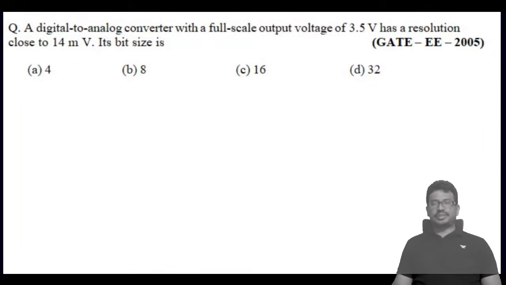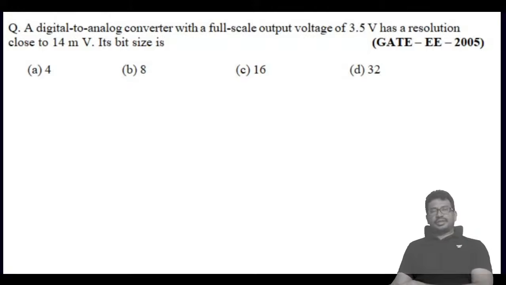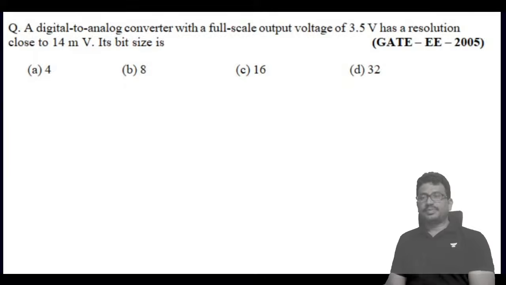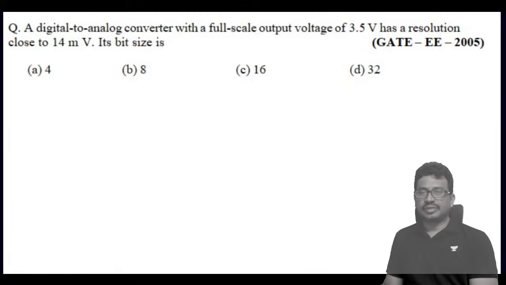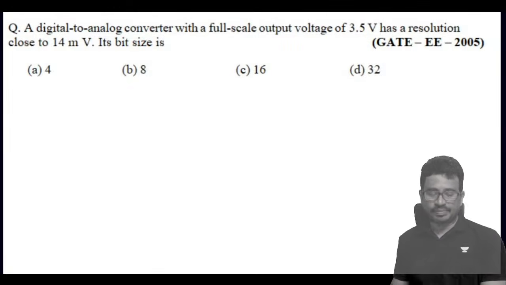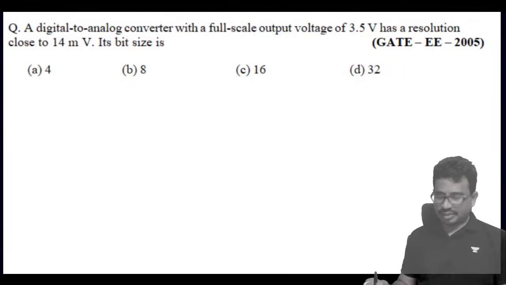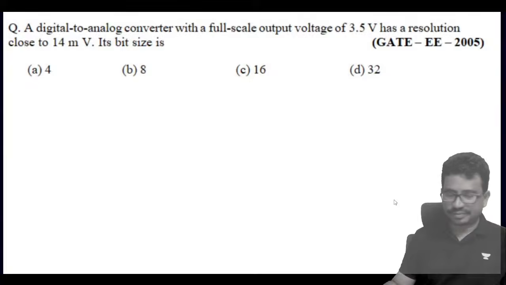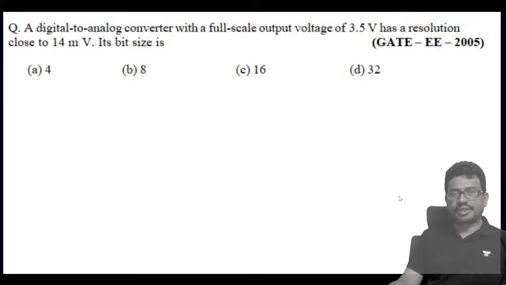Right, you can see now here. A digital to analog converter with a full scale output voltage given as 3.5 has a resolution close to 14 millivolts. Its bit size is... They ask you to find the number of bits. What should be the number of bits, sir?